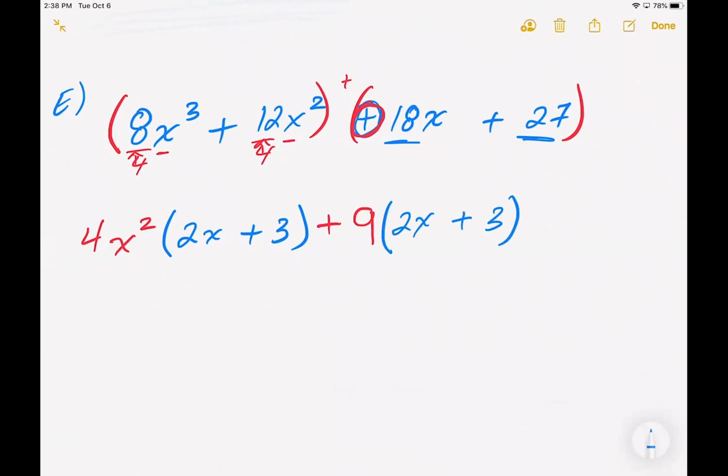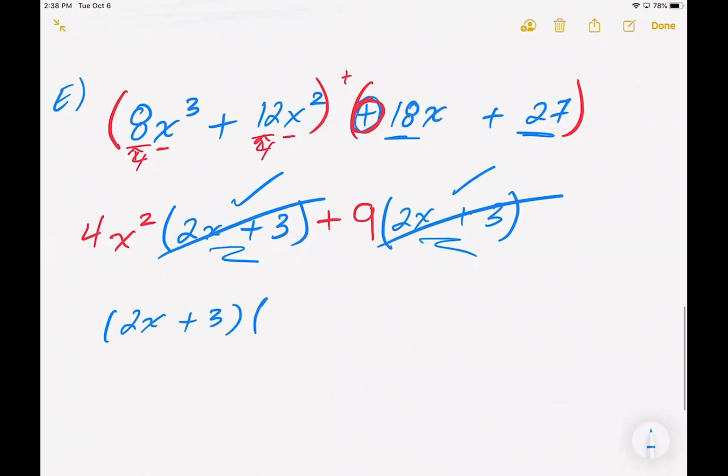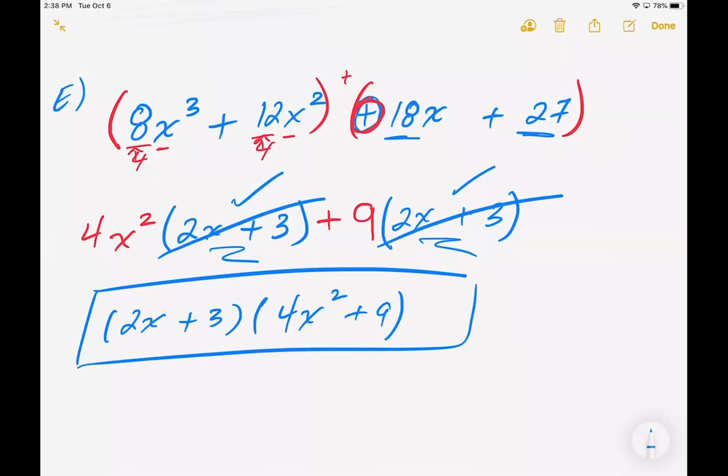And ladies and gentlemen, hopefully you guys see that this is our goal, because whatever is inside my parentheses is the same. And if they are the same, all I need to do is bring this item out. I took out this, and whatever is left, I put in one parentheses, and in this case, what I have is 2x plus 3 times 4x squared plus 9. And again, I saw a few of you guys wrote in the chat that you have this answer.